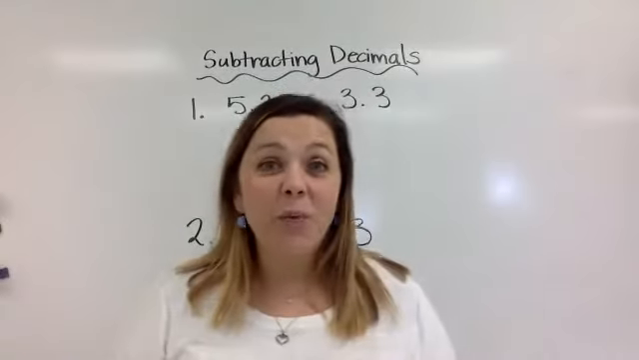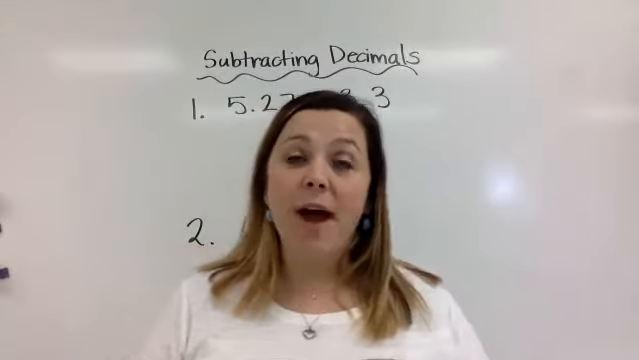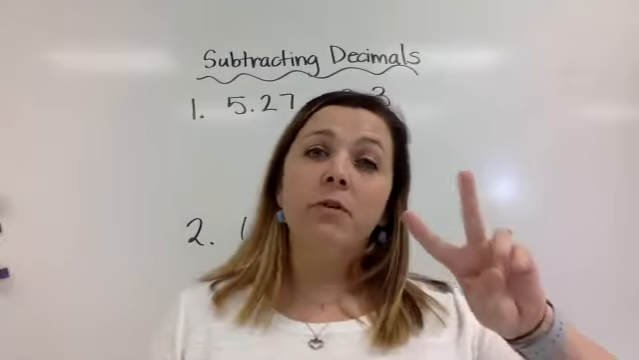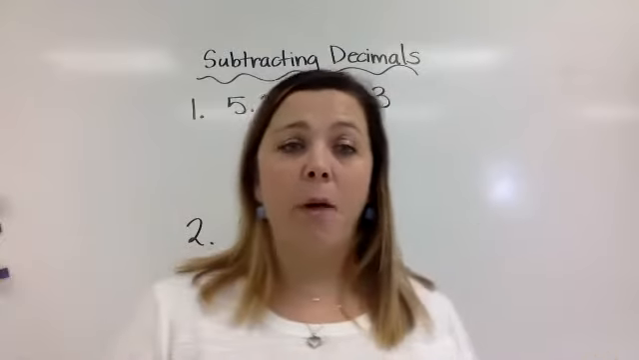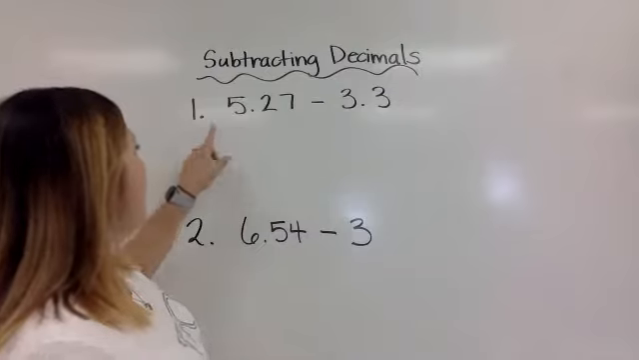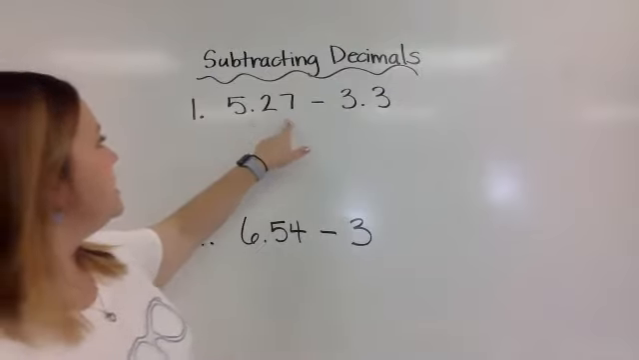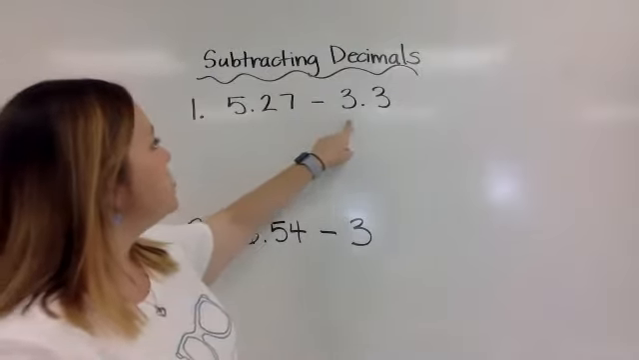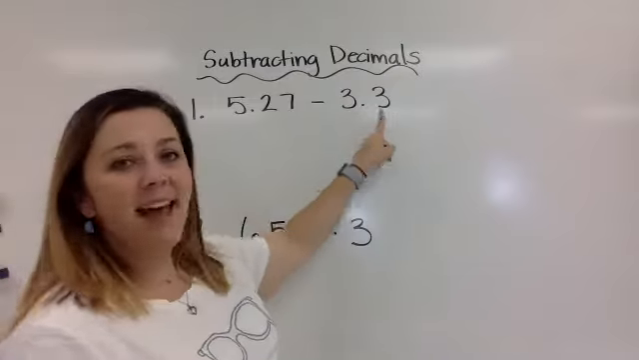All right, now we're going to look at subtracting decimals. So we're going to review two types of subtracting decimal problems. Let's look at the first one. Here I have 5 and 27 hundredths minus 3 and 3/10.